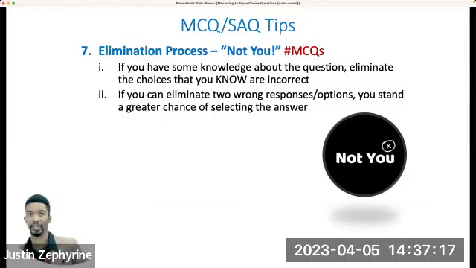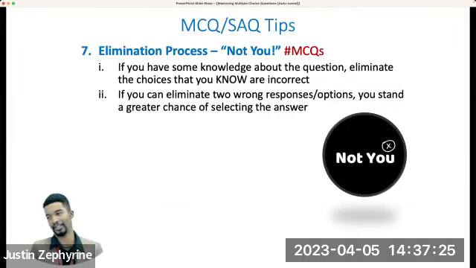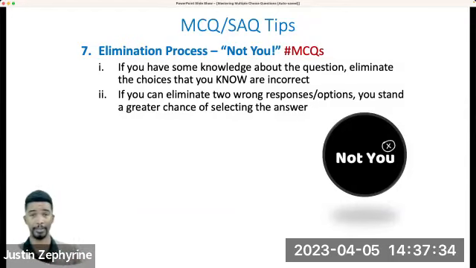Hashtag MCQs. So it's pertaining to MCQs in particular. If you have some knowledge about a question, you could, by process of elimination, as I said before, eliminate the choices that you know are not correct. You could do that if it's a hard copy exam. You could cross out, put a pen on each.